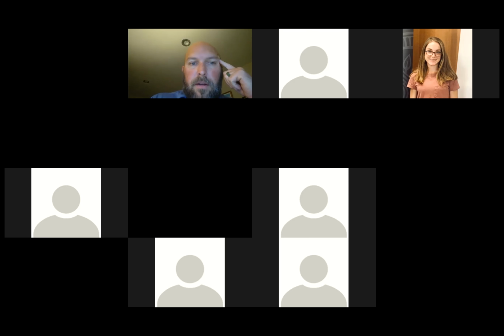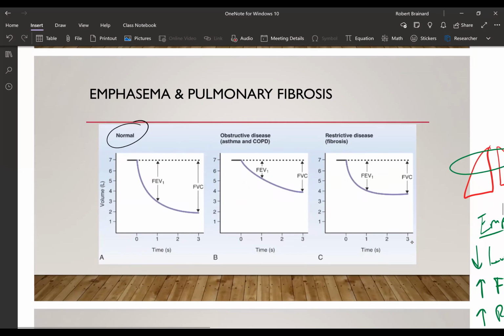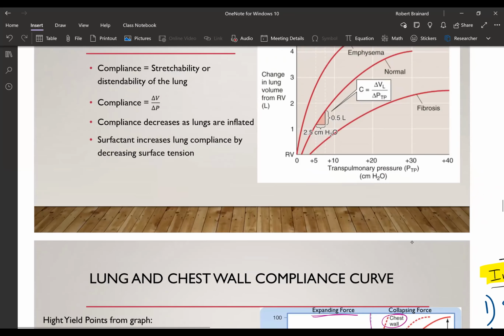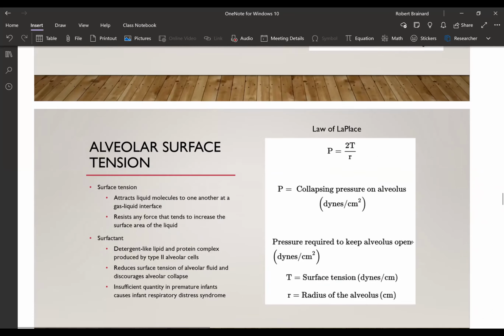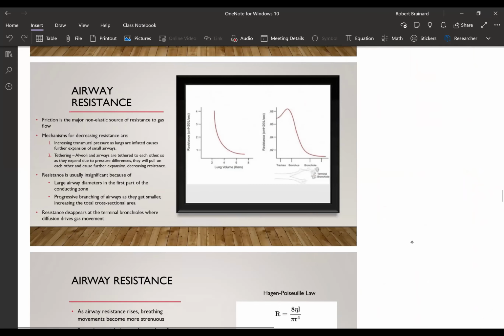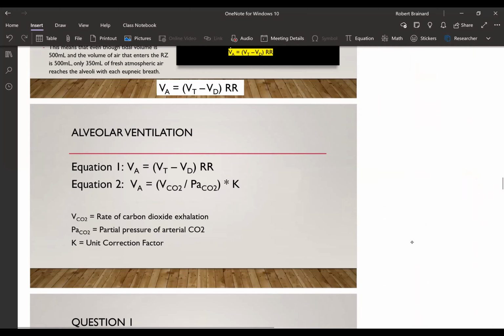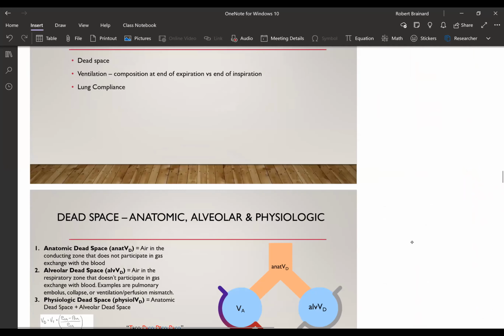Let me share. Just the difference between a full inspiration, what happens at the end of a passive expiration, and what's specifically occurring with intrapulmonary pressure and all of that. Is it up or down from where I'm at now?